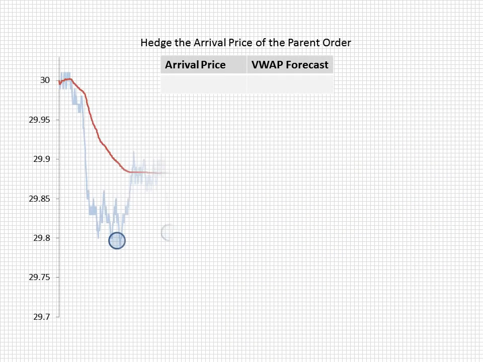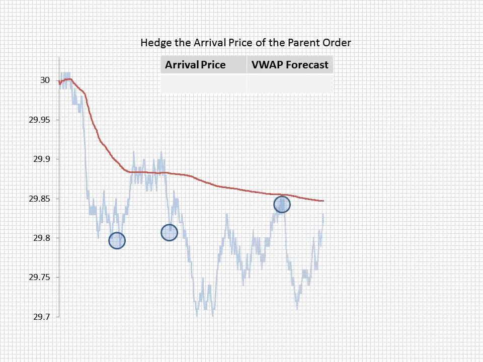Now let's talk about hedging the arrival price of the parent order. Here we see the entry points for the child orders. Our arrival price at this point is $29.84 against the VWAP forecast of the same $29.84. The risk is that a strong trend to the upside could develop, and the arrival price would be higher than the end of period VWAP.